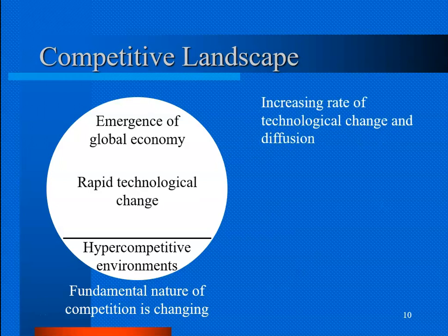Then there is rapid technological change. So the increasing rate of technology change and diffusion means that as soon as you get used to a particular technology, it changes, and then it can be very costly for a company to immediately change to the new technology. But it is the way it is now, as we see with the cell phone and that kind of thing. As soon as we have a new cell phone, then there's a new one out. Apple, for instance, puts out new products very often, and this affects the competitive landscape as well.